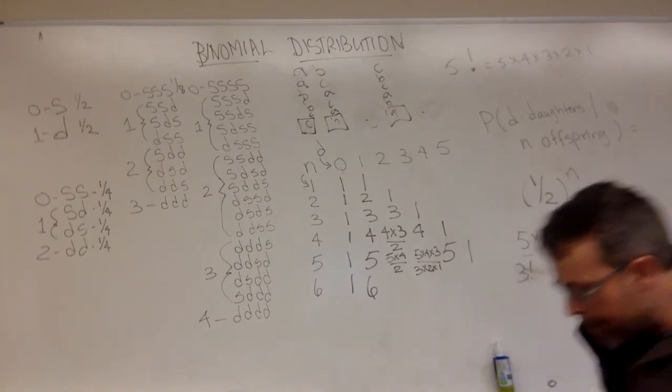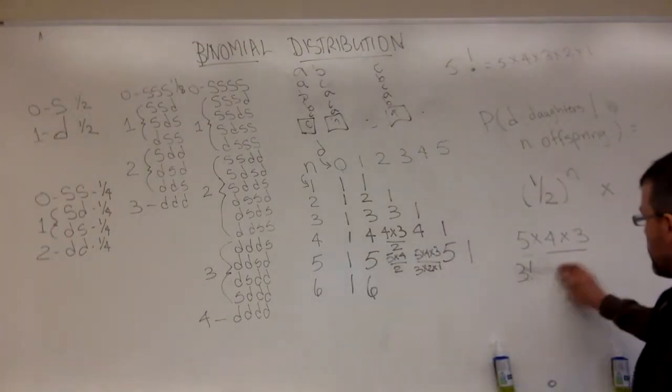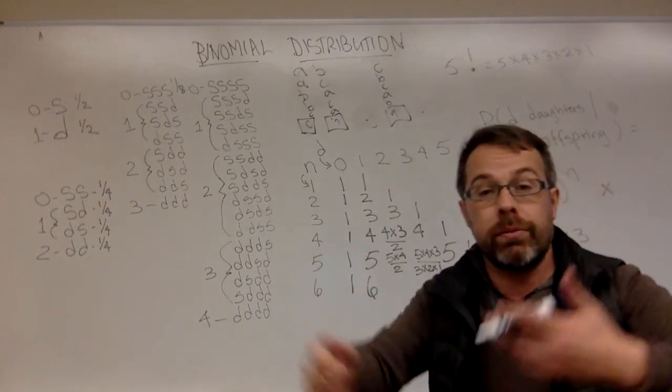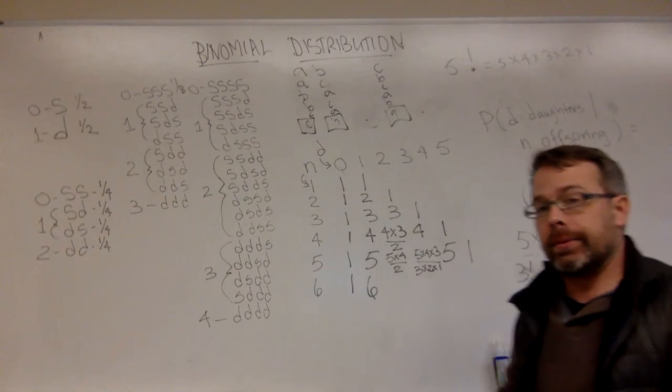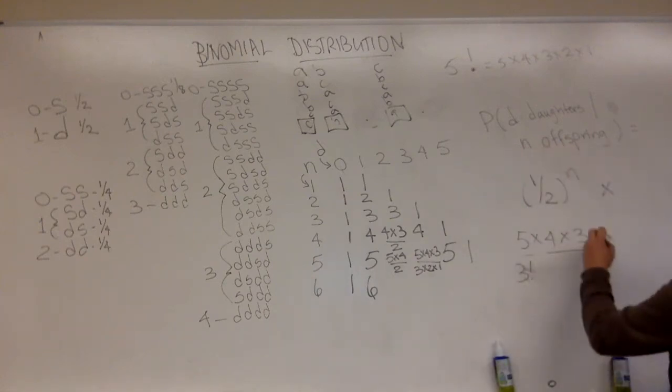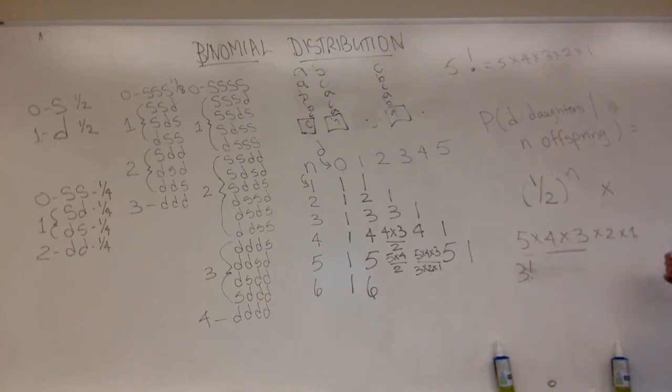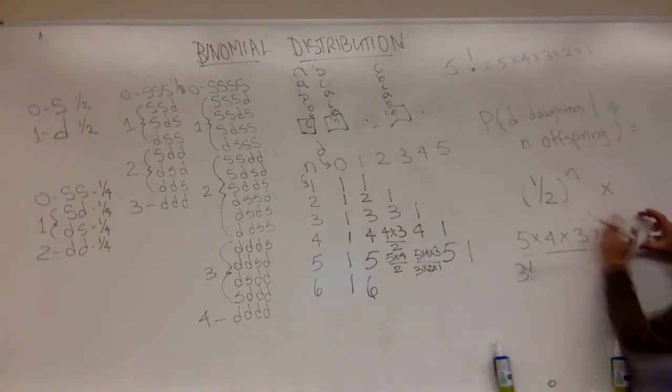And then on the top, we have 5 times 4 times 3. It's kind of like a factorial, but it's sort of lazy, right? 5 times 4 times 3, but it never got all the way there. So what are we missing here? Well, we're missing a 2 and a 1. Then it would be 5 factorial. So we just added this extra stuff.